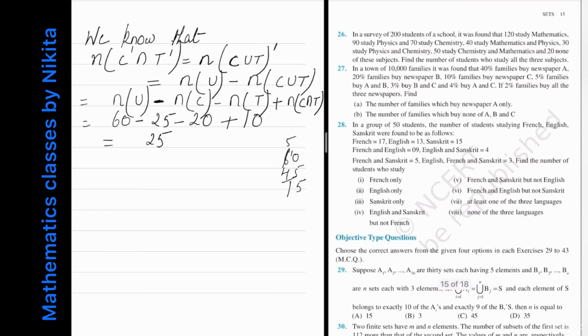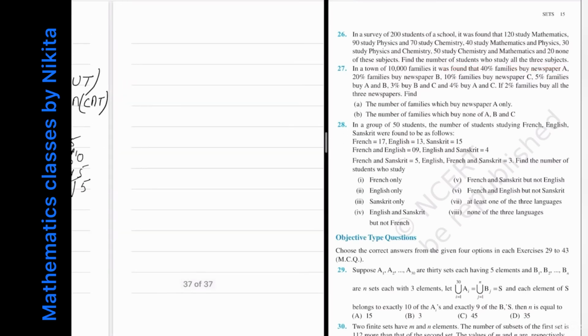Now let's do question number 26. Question number 26 says that in a survey of 200 students of a school, it was found that 120 study mathematics, 90 study physics, and 70 study chemistry. 40 study maths and physics, 30 study physics and chemistry, 50 study chemistry and maths, and 20 study none of these subjects. Find the number of students who study all the three subjects.